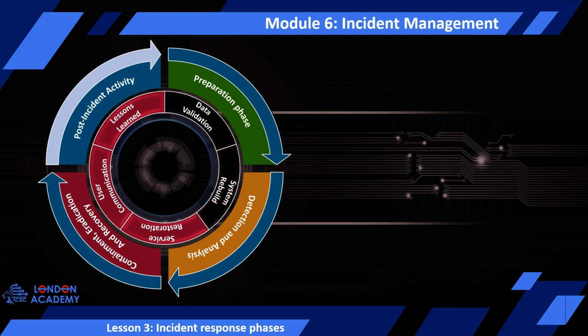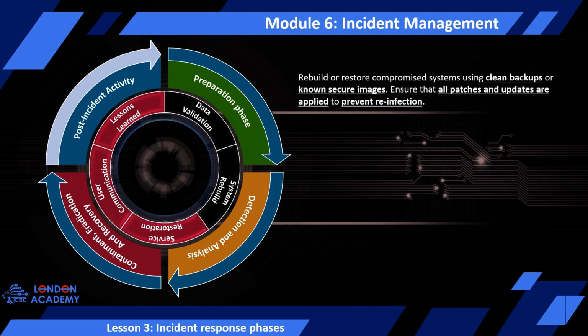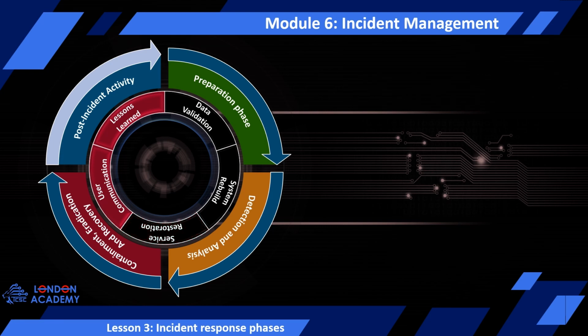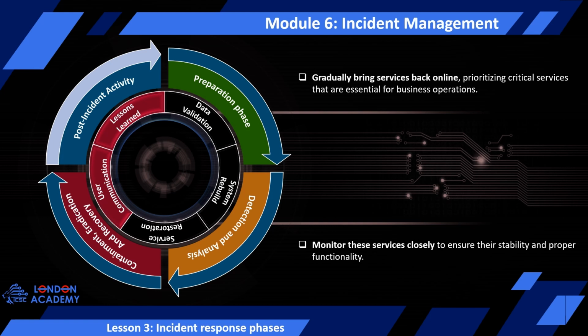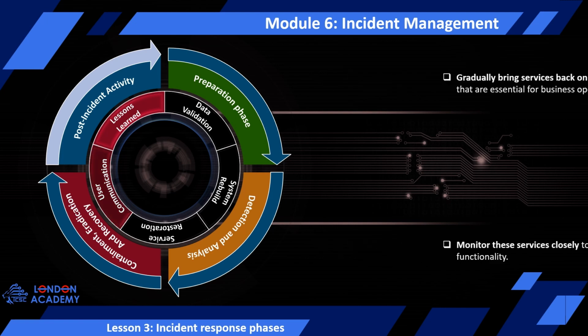2. System rebuild. Rebuild or restore compromised systems using clean backups or known secure images. Ensure that all patches and updates are applied to prevent reinfection. 3. Service restoration. Gradually bring services back online, prioritizing critical services that are essential for business operations. Monitor these services closely to ensure their stability and proper functionality.